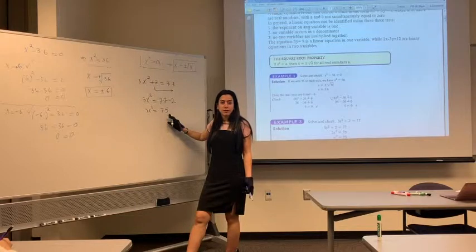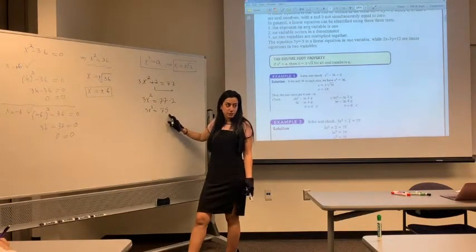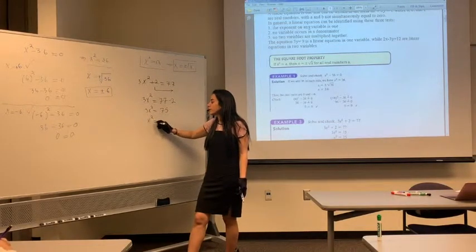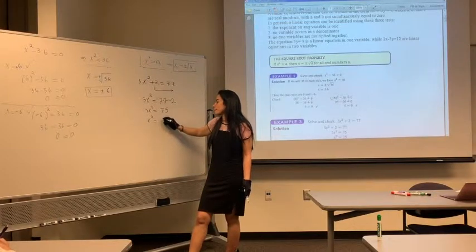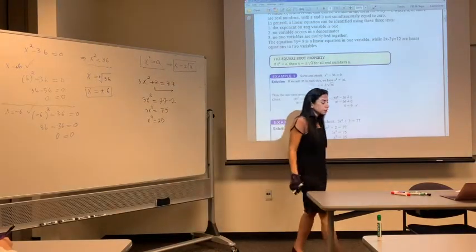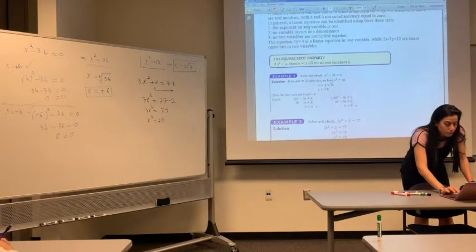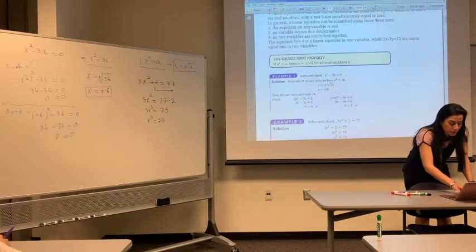Can we divide 75 by 3? Yes, because 7 plus 5 is 12, and 12 can be divided by 3. So divide both sides by 3. We will have 25. So now x squared is 25. What is x? 5. Plus and minus 5, right? If we use that square root property, we will have plus and minus 5.